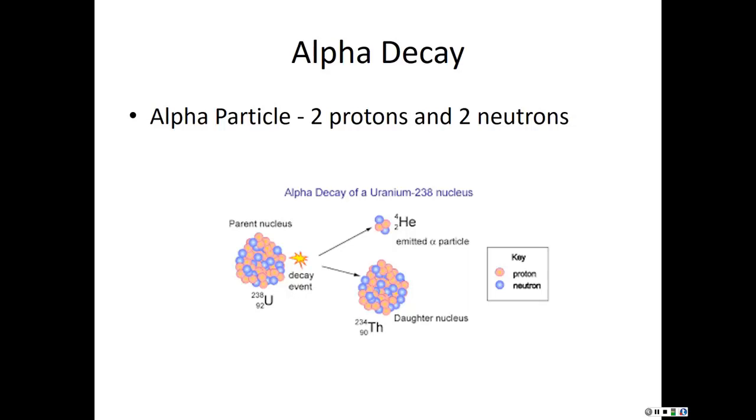Okay, so here we are. We've got a mass of 210 on our reactant side. On the product side, we've accounted for 4 of that mass, so that's going to leave us 206. Protons, we have 84, then we have 2 accounted for, so we're going to have 82. And looking to the periodic table, Pb, or lead.